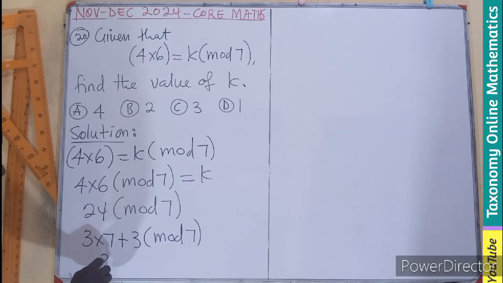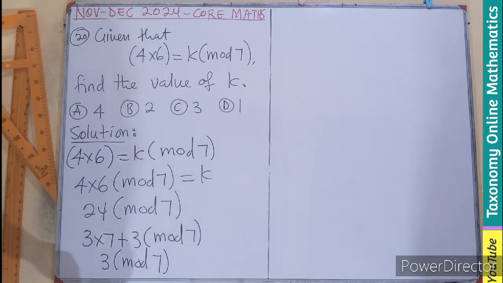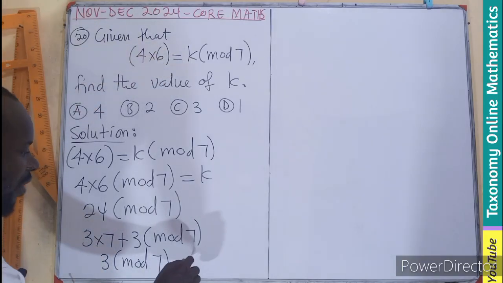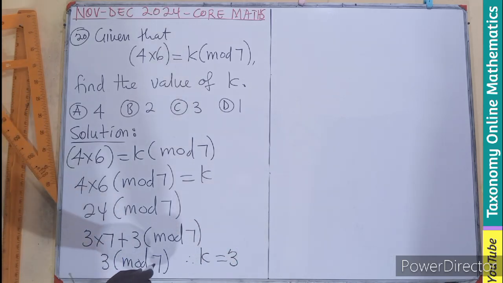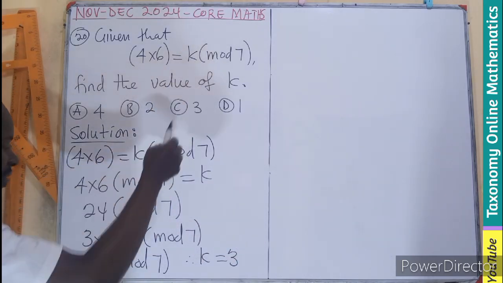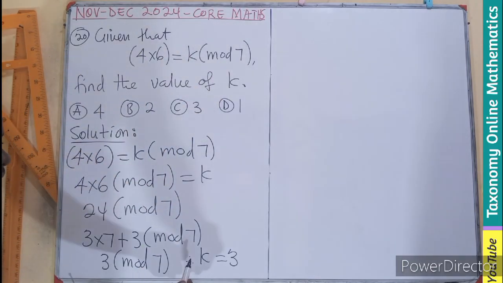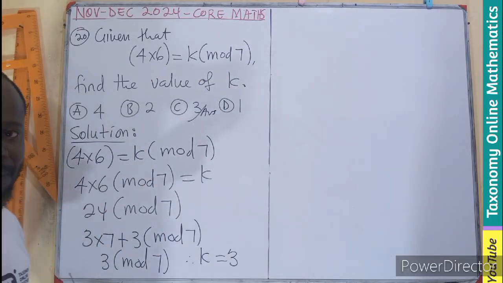So this gives you 3 in mod 7. This is representing k. So therefore, k is equal to what? 3. This is k mod 7, 3 mod 7. So we are in the same position. So k is going to be 3, and the option will be C.